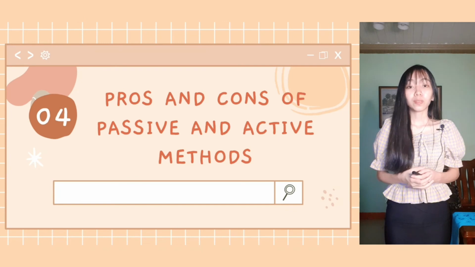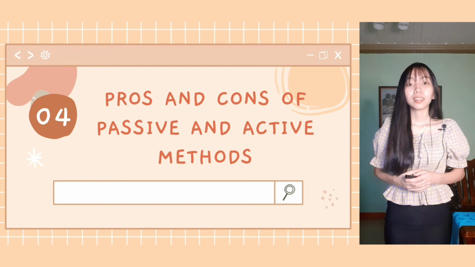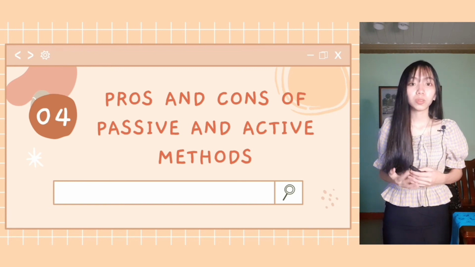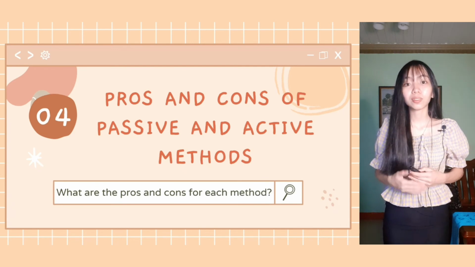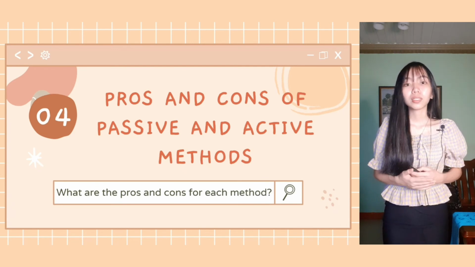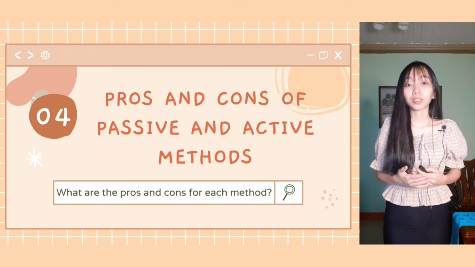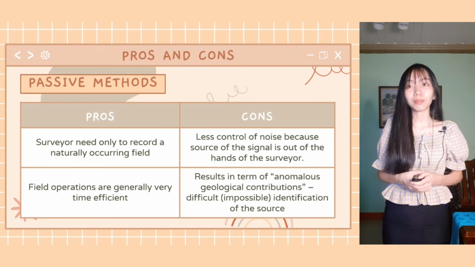We are now in the fourth phase of our discussion, where we will be discussing the pros and cons of passive and active geophysical methods. Now, it is important to know the pros and cons of passive and active methods because it will help the surveyor to decide better on what method to use depending on his or her goal, the budget, and other factors. Now, first, let's have the pros and cons of passive methods.